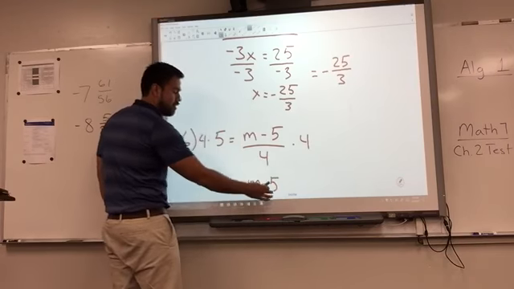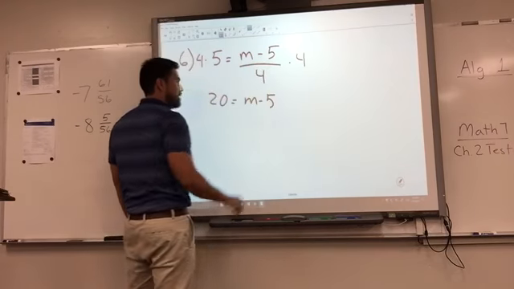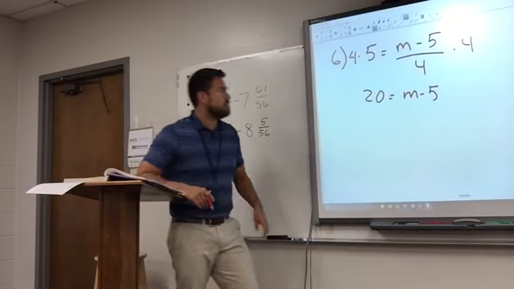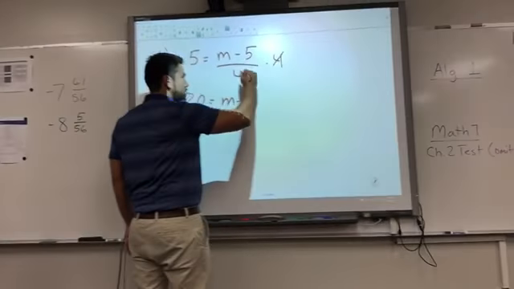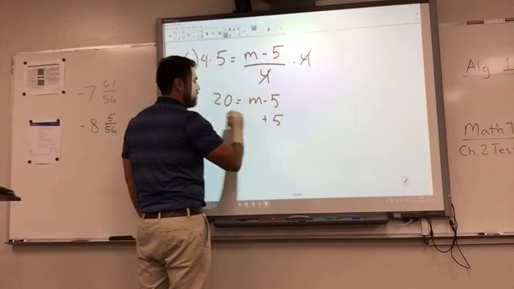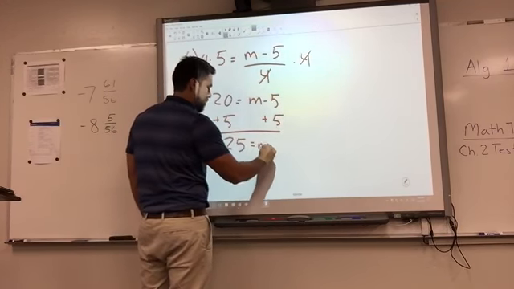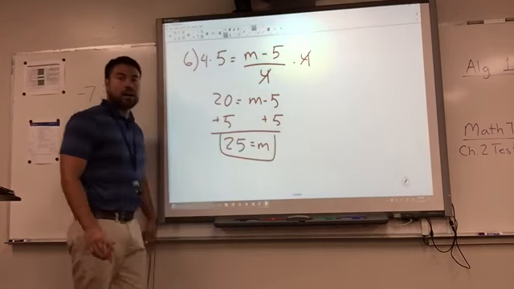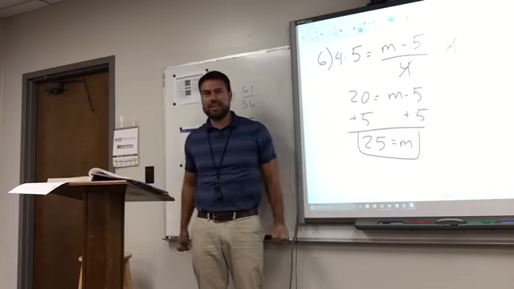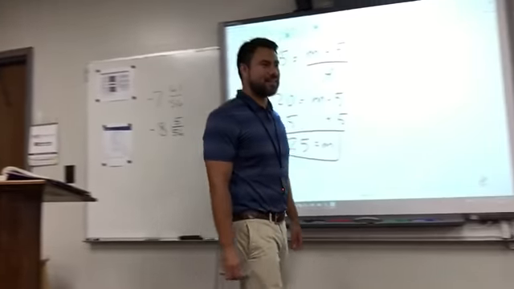Now, I wrote this down here, and most of you did that, but how can I just go from this to this? I mean, what happened to those 4s? Oh, this numerator 4 cancels this denominator 4. All right, and then last step is to add 5 to both sides, and you get your 25 equals m, or m equals 25. 25 equals m, and m equals 25. Are they the same thing? No. Okay, which property says that's allowed?